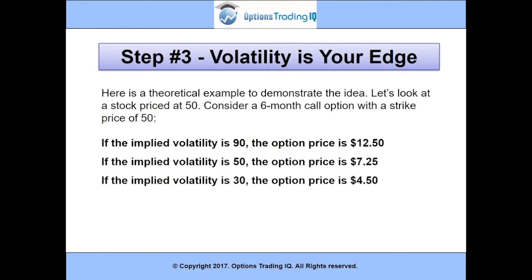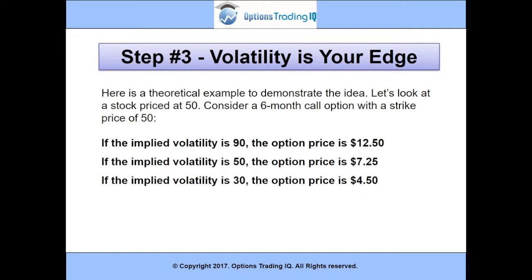So here's a theoretical example to demonstrate the idea. Let's take a stock that's priced at 50, and we'll look at a 6-month call option with a strike price of 50. So an at the money option, 6 months out. If implied volatility is 90, the option price is $12.50. So volatility is really, really high, the option price is high. Implied volatility at 50, the option price is going to be $7.25. And if implied volatility is 30, the option price is going to be $4.50.